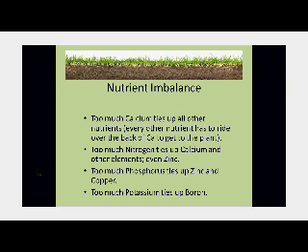Then moving on to potassium, if this gets too high, it can tie up boron in your soil, which is important for a wide variety of crops, especially your root type crops like potatoes, things like that produce underground.